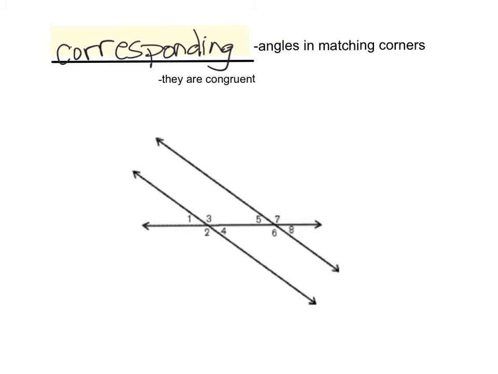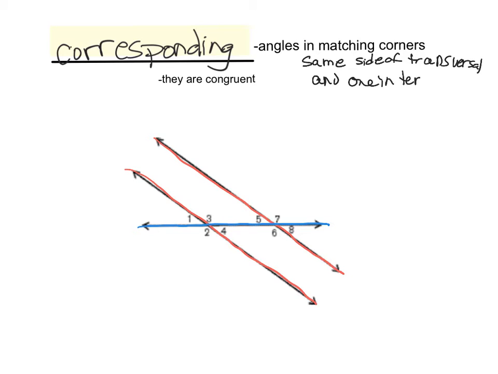Corresponding angles. Okay, so matching corners mean, so these are my parallel lines. This is my transversal. So they need to be on the same side of the transversal. So I'm going to write same side of transversal and one interior, one exterior.